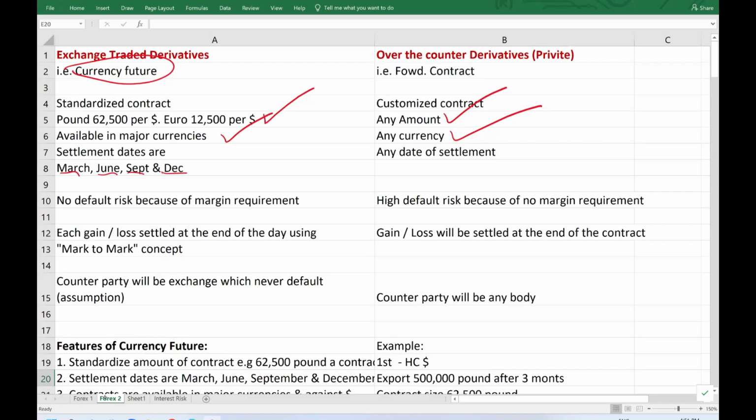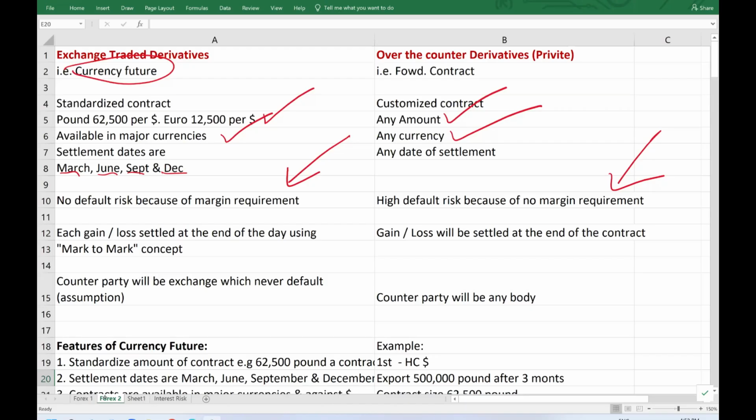The question is, if you have the private over the counter option available using the FRA, then why would you go for the currency future? Maybe the currency future is more beneficial for you. Sorry? Higher risk in the forward contract. Yeah, in the forward contract case, because there's no security provided to the bank, an individual can default.